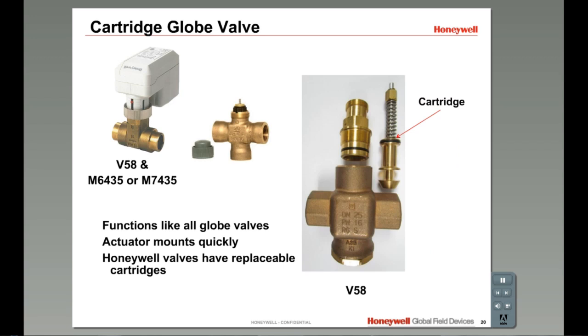A cartridge globe valve is a type of globe valve, so it is very good at controlling the flow in modulating applications. What makes it different is the way it is serviced. The cartridge replaces a number of individual components on the stem with a one-piece device that can easily be replaced when the valve is serviced. This is easier and saves time. Cartridge globe valves like the Honeywell V58 have actuators that easily thread onto the valve body to make installation and service quick and easy.